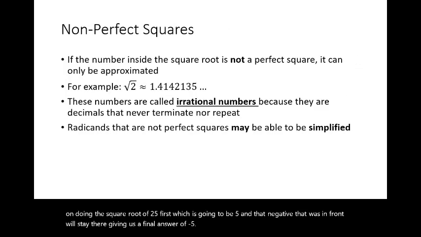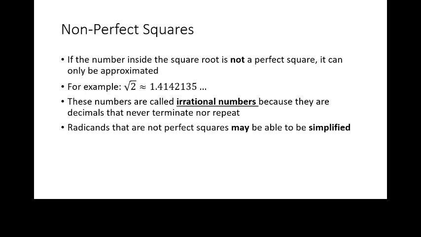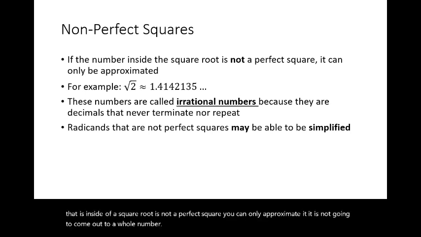Now, not every number inside of a square root is going to be a perfect square. So if the number that is inside of a square root is not a perfect square, you can only approximate it. It is not going to come out to a whole number. So for example, the square root of 2, if you do this on a calculator, you get 1.4142 blah, blah, blah. It's a decimal that never ends, so it never terminates, and it never repeats.